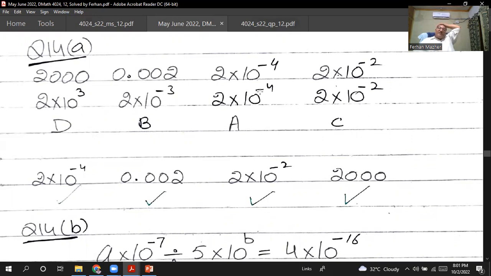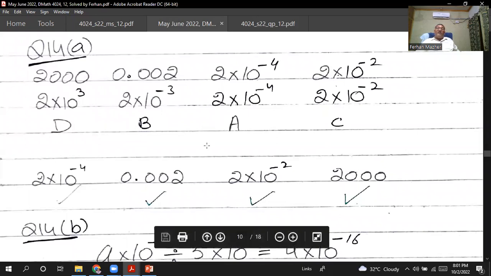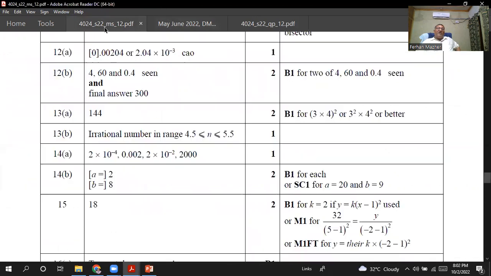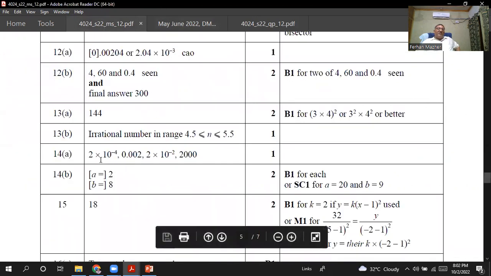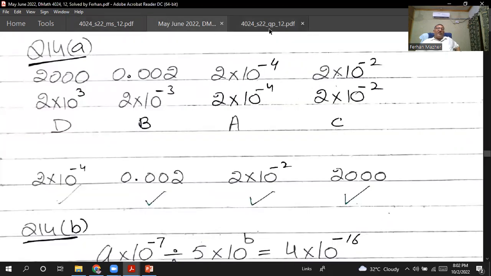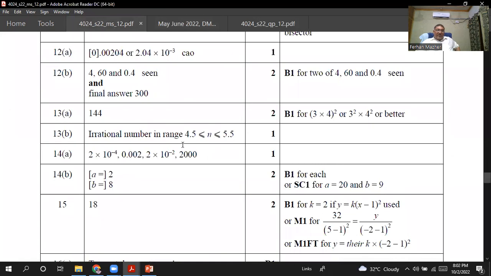When you have written them in the standard form, the number which has the highest power will be the largest, and the number with the smallest power will be the smallest. So this number is the smallest, then this number, and then this number, and then this number. And when you write the order, you always write the original shape of the number. So here I write 2 × 10^-4, then 0.002, then 2 × 10^-2, and then 2000. So that is our order. Let's check. So our answer is right. That's question number 14, part A.